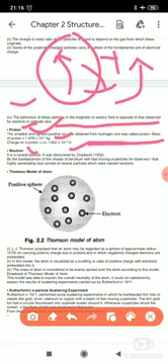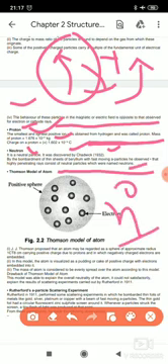Here the neutron was discovered by Mr. Chadwick. Okay, he bombarded a thin sheet of beryllium with fast moving particles, and he observed that highly penetrating rays consist of neutral particles which were named as neutron. Okay, it has no charge, okay.